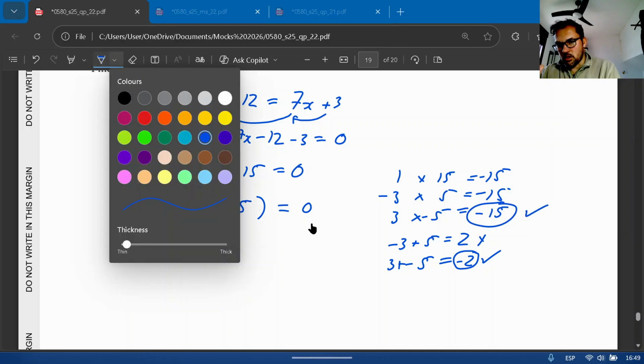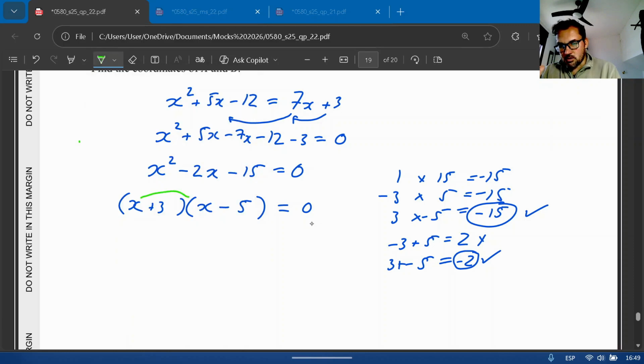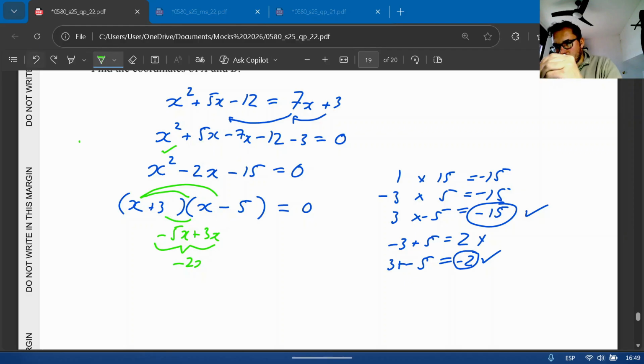Let's just double check if that's correct. x times x is x squared, good. x times minus 5 is minus 5x. 3 times x is 3x. Together, that gives us minus 2x, brilliant. And 3 times minus 15. That works. Great. So now we know we factorized it correctly.